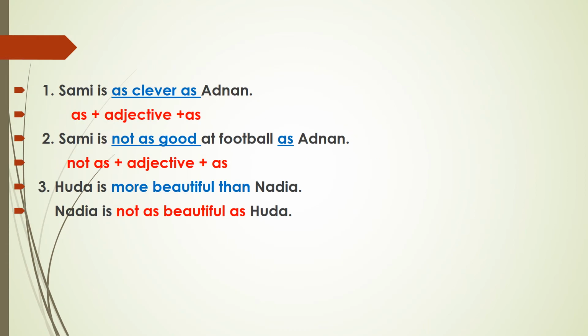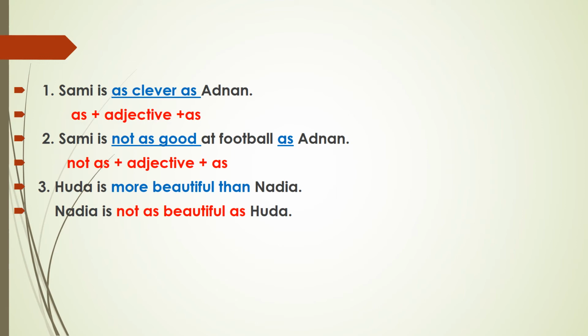Now look at these examples. The first one, Sami is as clever as Adnan. Notice that here we are going to compare between 2 persons. We have Sami and Adnan, and we want to use the adjective clever to compare between them. So we can use the expression as plus adjective plus as to say that they are the same. Sami is as clever as Adnan. They are the same. Okay.